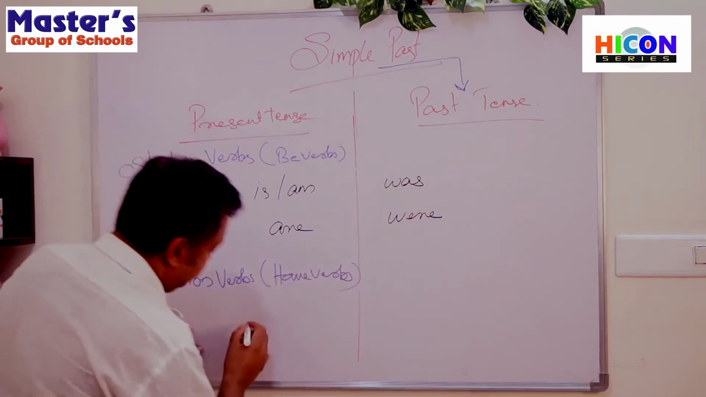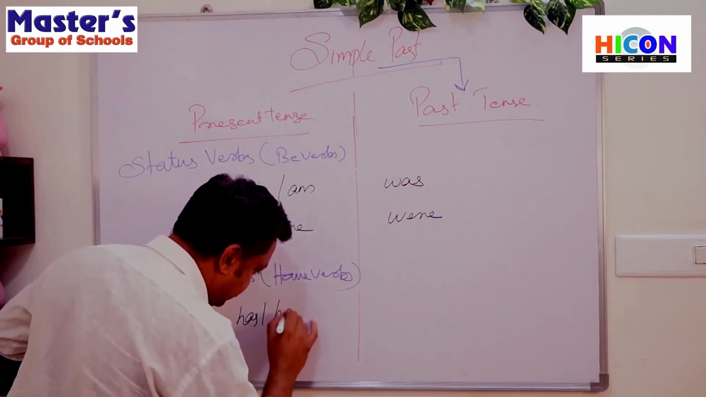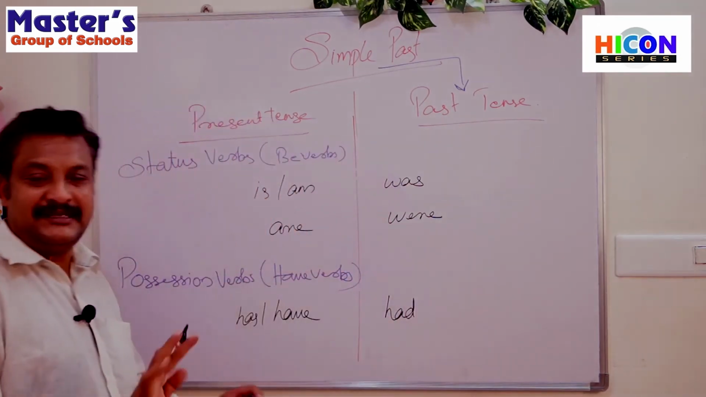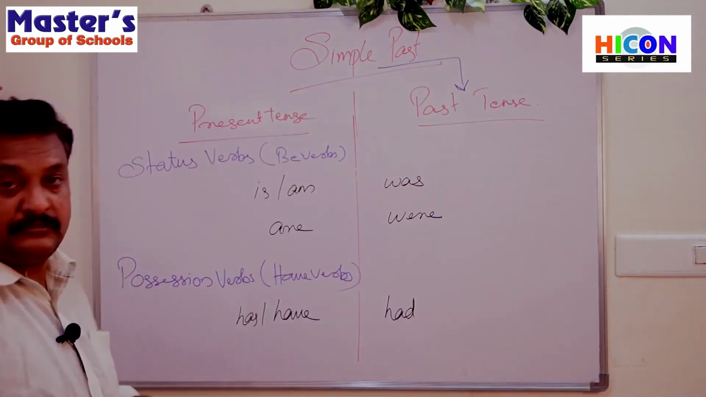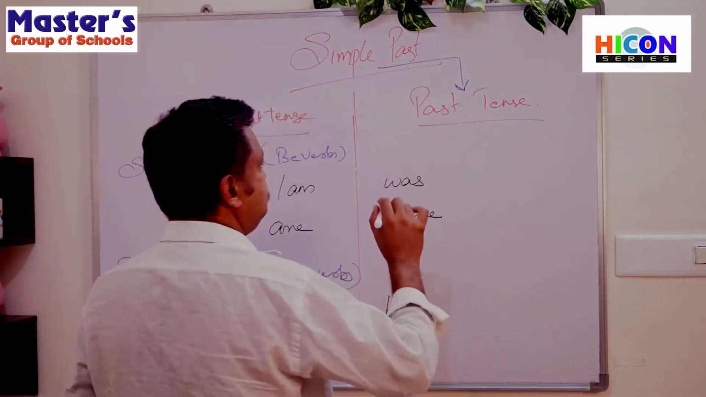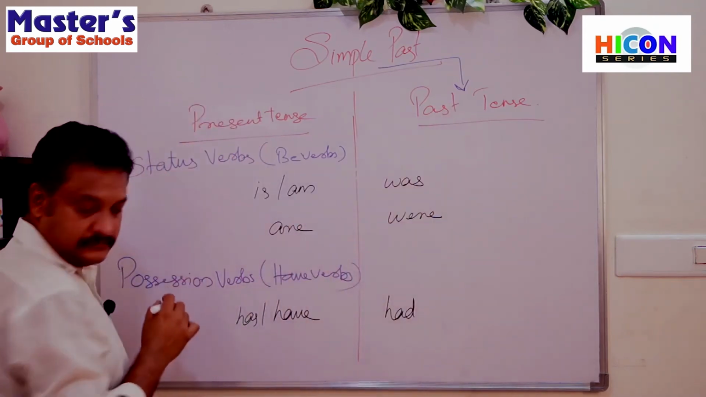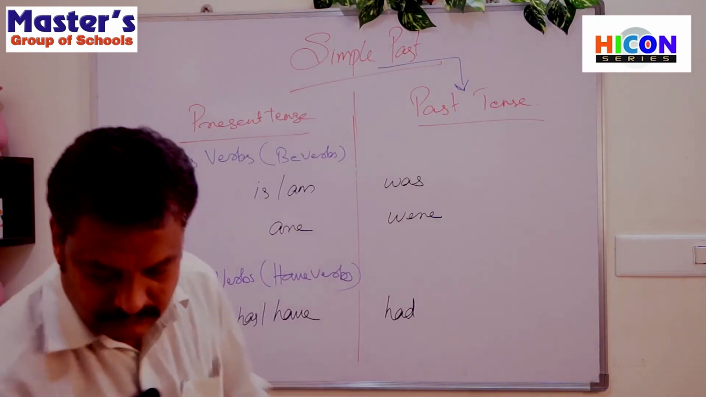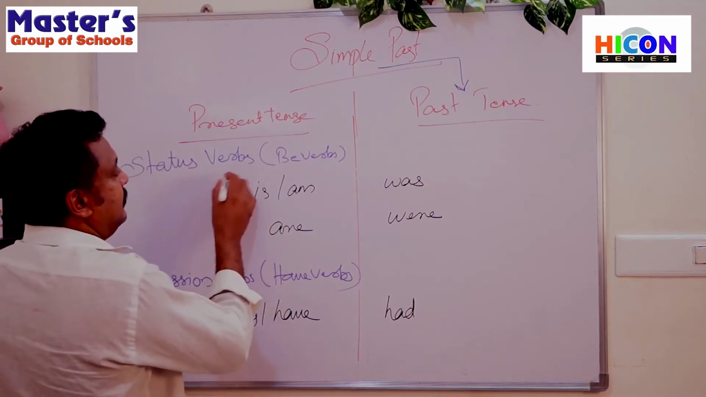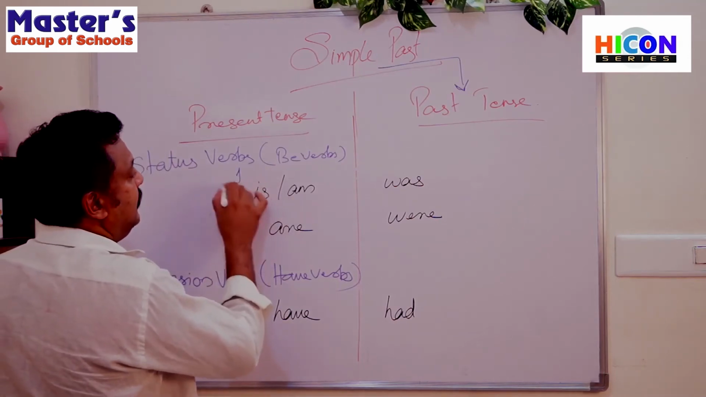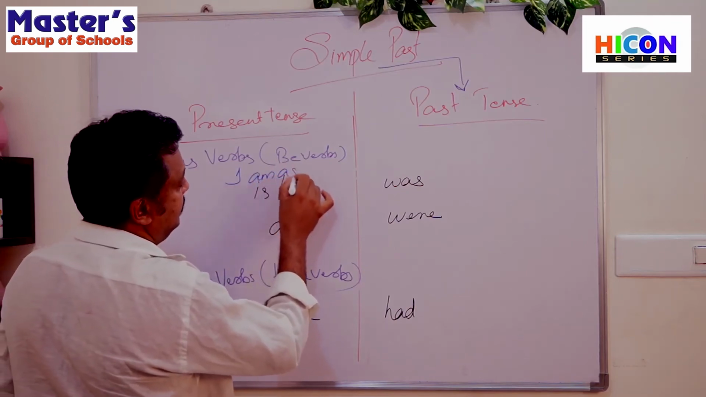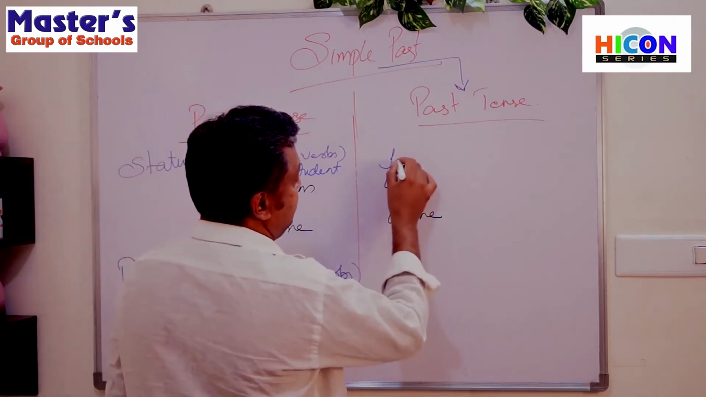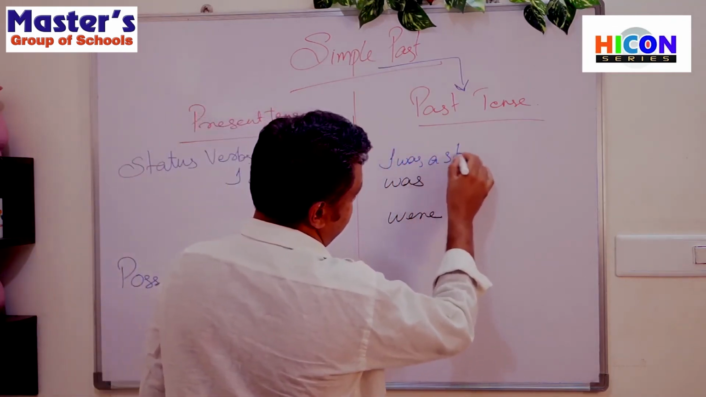Okay. Now here we have has, have. For both has and have, we have only one past tense form, that is had. Okay. For example, I'll write in any other color. I am a student. In present tense. In past tense, that becomes I was a student.